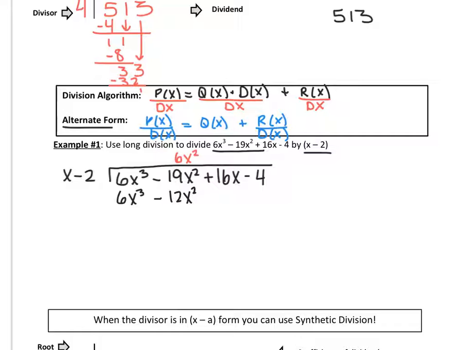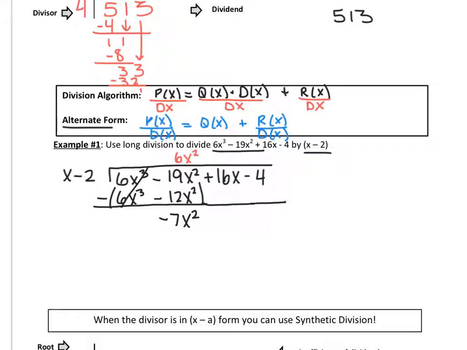And now just like normal division, after we multiply, we subtract. Now 6x to the third minus 6x to the third will cancel. Now this is the tricky part. Negative 19 minus a negative 12. So it helps if you put it into the calculator. I know some of you can do the math in your head, but this is a lot, so it may be a little bit easier. So you would want to put in negative 19 minus a negative 12. So when you do that, you're going to get a negative 7x squared.